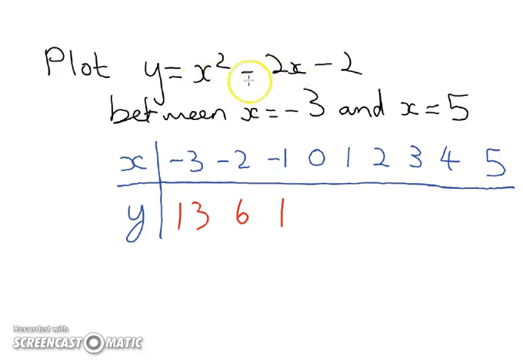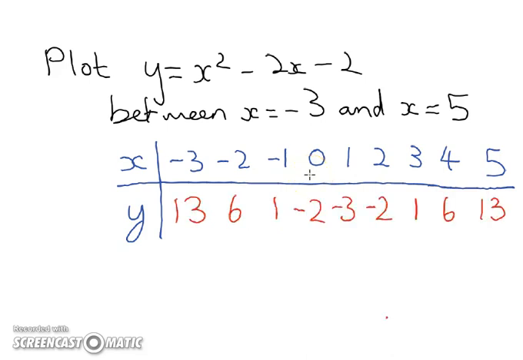Then we get x is 0. 0 squared is nothing. 2 lots of 0 is nothing, so we've got nothing here, and we've got minus 2. And I'll fill the rest in, and you should be able to see a pattern forming here. 13, 6, 1, minus 2, minus 3, and then it increases: minus 2 again, 1 again, 6 again, and 13 again. This is the type of pattern that you're trying to look for. It's coming down, the y values, and then they're going back up again. Hopefully it's symmetrical.